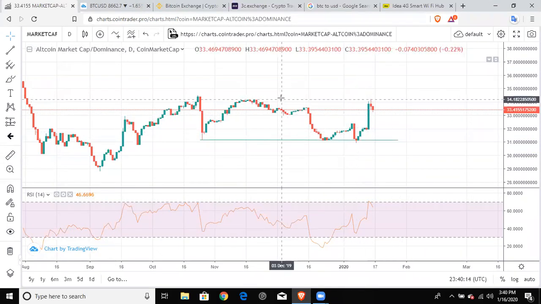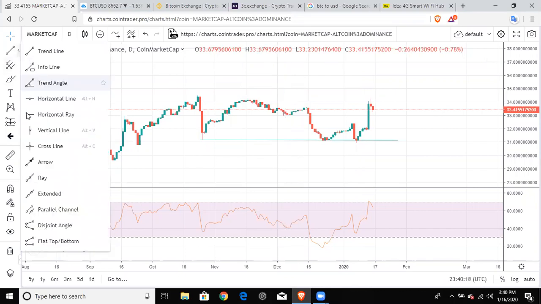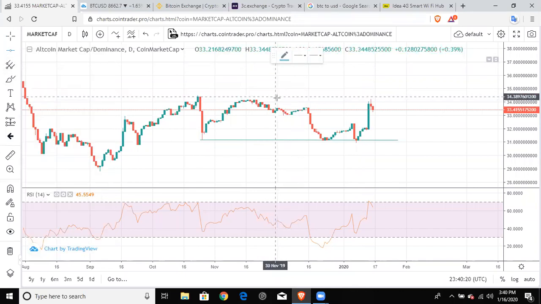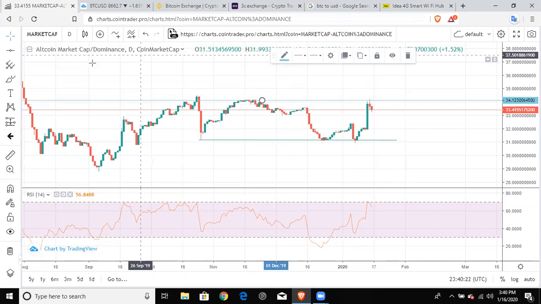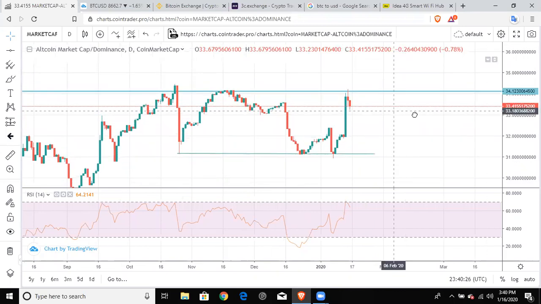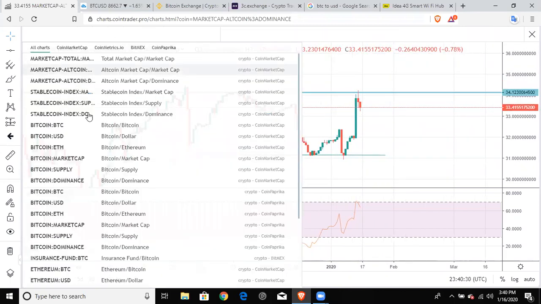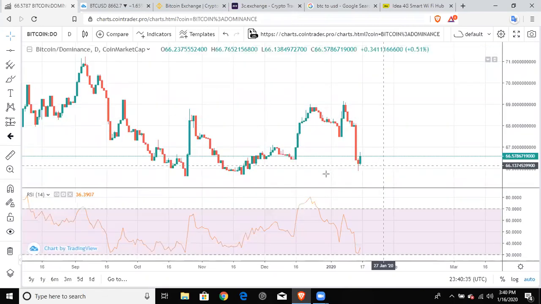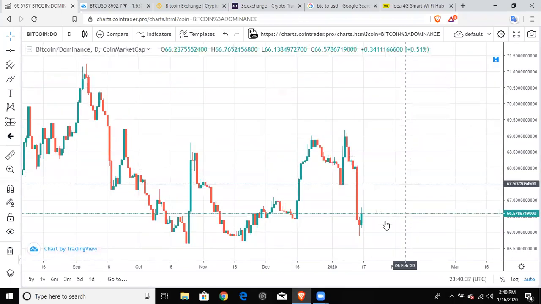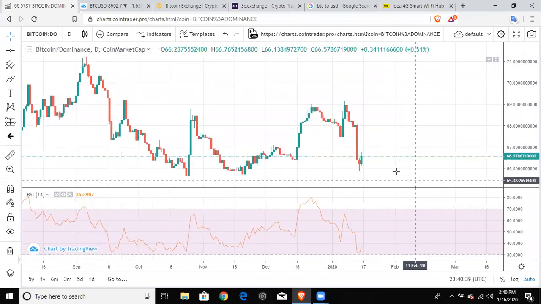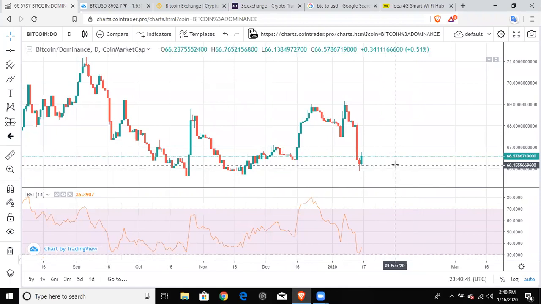So I was looking at this level of resistance around here, which price has gotten to, and now we're getting a pullback. So if altcoins are to pull back, then what will happen to Bitcoin? So we have now this level of support around here.